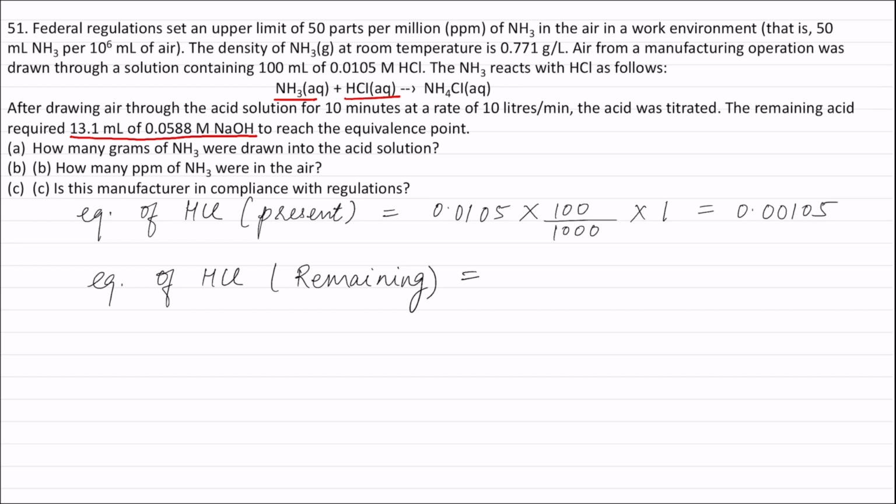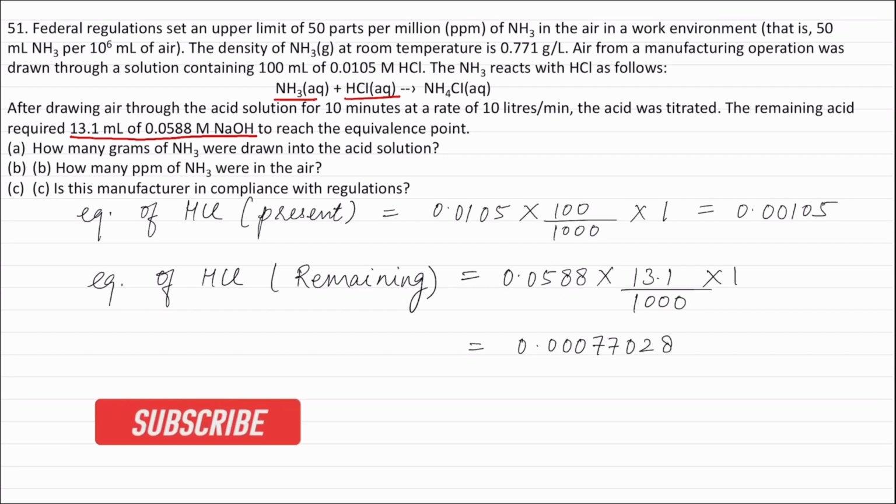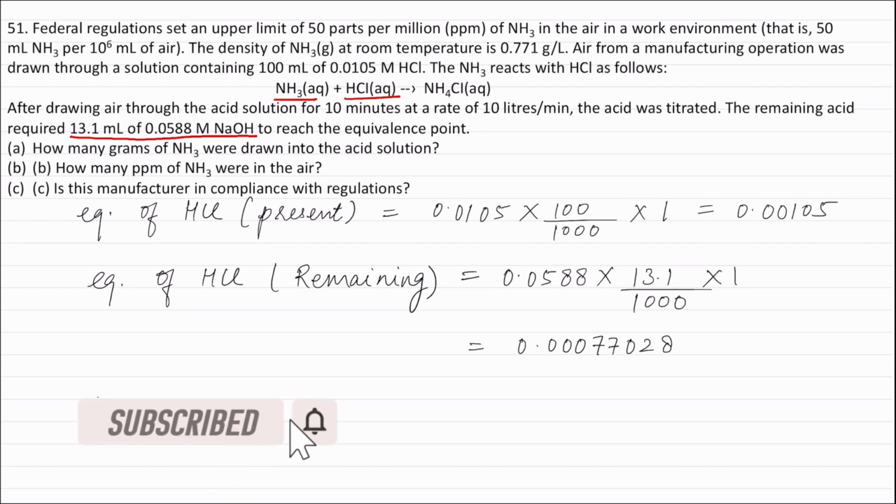Now, equivalents of HCl remaining after the reaction will be equal to equivalents of NaOH, and equivalents of NaOH will be equal to molarity of NaOH, that is 0.0588 M, into volume of NaOH, that is 13.1 divided by 1000 liters, into valency factor of NaOH, that is 1, and this is equal to 0.00077028 equivalents.